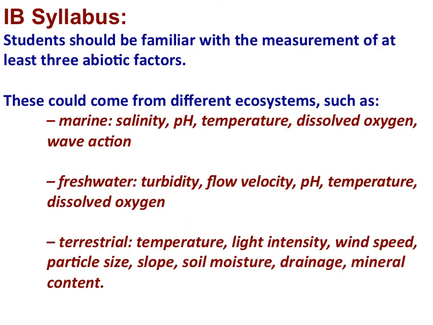You should be familiar with the measurement of at least 3 abiotic factors, and these factors could come from different ecosystems. The marine ecosystem, where you could measure salinity, pH, temperature, dissolved oxygen, or wave action. Freshwater ecosystem, you could look at turbidity, flow velocity, pH, temperature, dissolved oxygen. Or the terrestrial ecosystem, temperature, light, wind speed, particle size, slope, soil moisture, drainage, or mineral content.